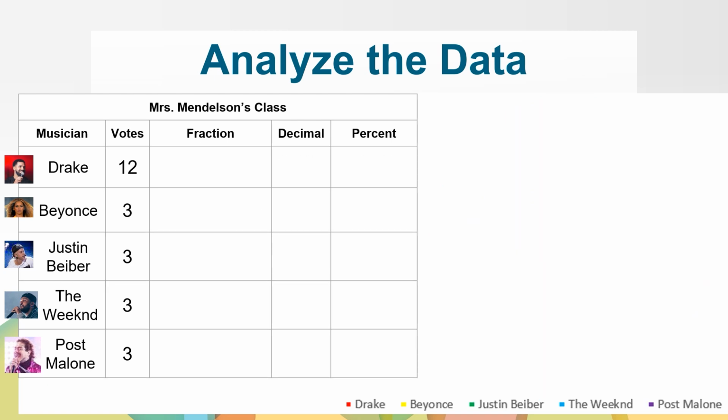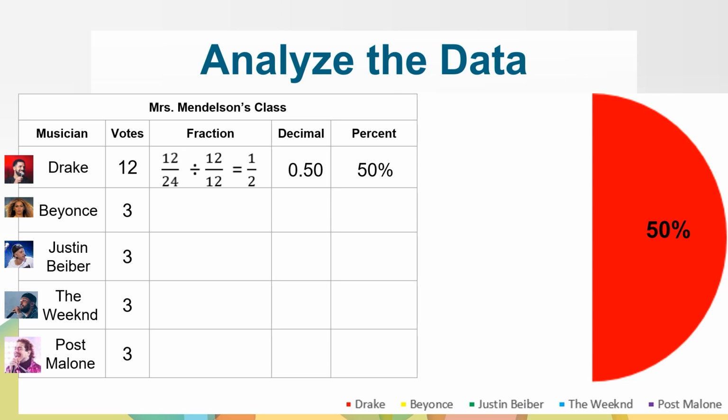Now let's dig into the data from Miss Mendelson's class. 12 students, or 12/24 of her students, voted for Drake. We know that 12 is half of 24, so Drake's votes are equivalent to 1/2, 50/100ths, or 50%. We'll represent Drake's half, or 50%, of the data in red.